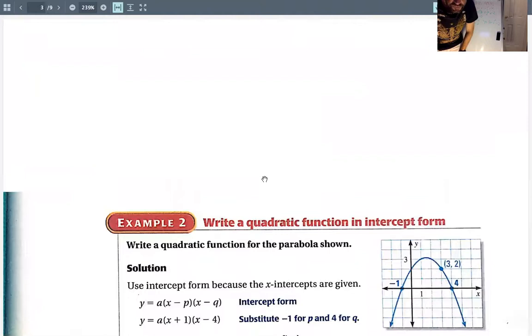Intercept form. Okay. So listen, when they give you the roots, see the other one they gave you vertex. So guess what? Vertex form. Look at this one. The graph gives you the roots. Guess what you should think on a test? Intercept form. Go ahead and use intercept form to do that. P and Q would be the roots.